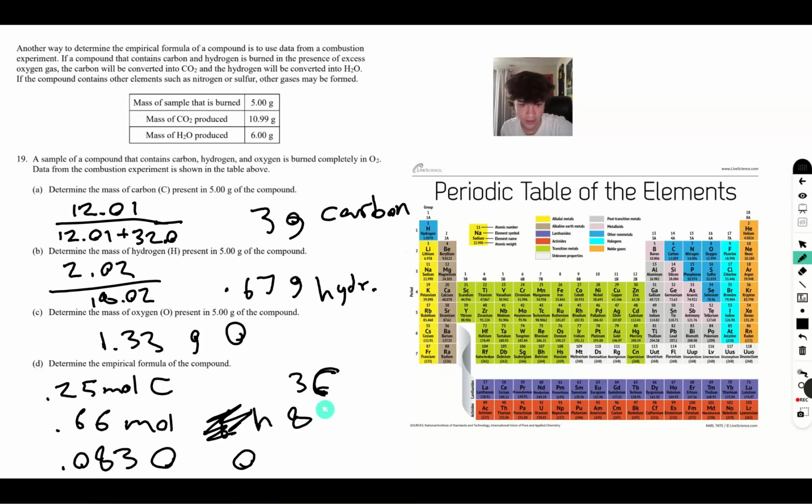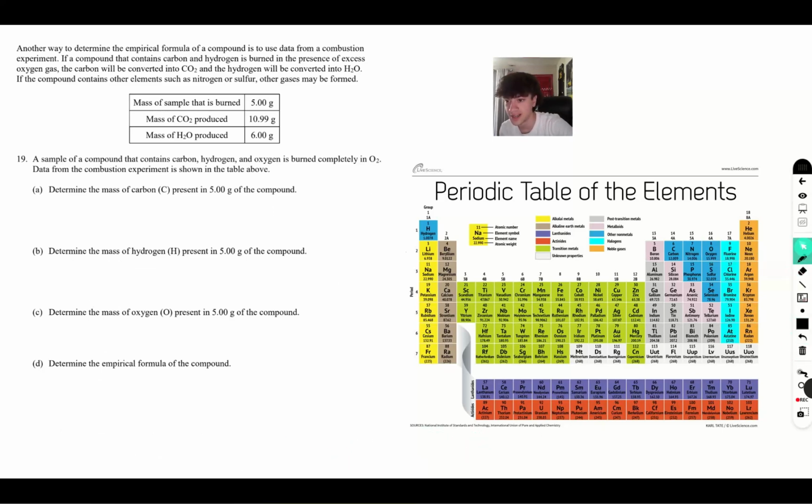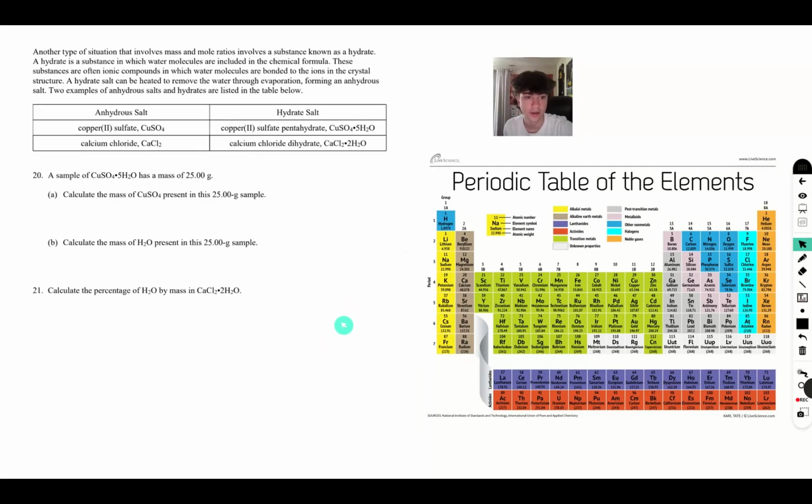8 hydrogens. So for every 1 oxygen, there's 3 carbons and 8 hydrogens. So I'm going to write that as C3H8O. There you go. There's your empirical formula. Now let's move on to the next question I have prepared. Here we go.